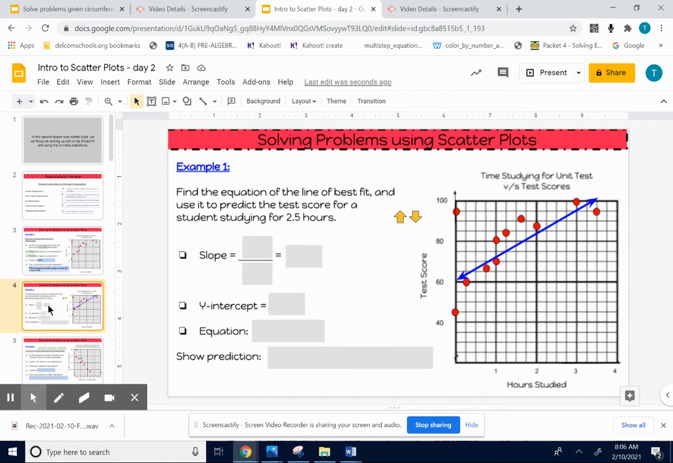Let's look at the line of best fit. This is brand new to you. We're going to find the equation of the line of best fit and predict a score for a student studying 2.5 hours. They gave you the line of best fit. The hardest part about doing the equation is that you've got to find the slope and the y-intercept.